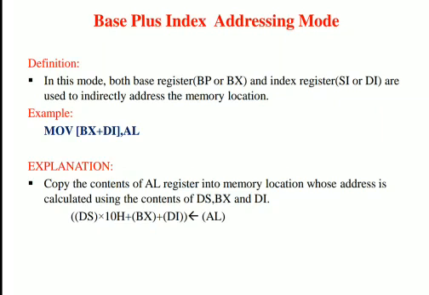Here the operation taking place is that we have to move the content of AL register to the memory location whose address is calculated by using the data segment register, base register and destination index register. It is specified below, that is, address equals DS multiplied by 10H plus BX plus DI.